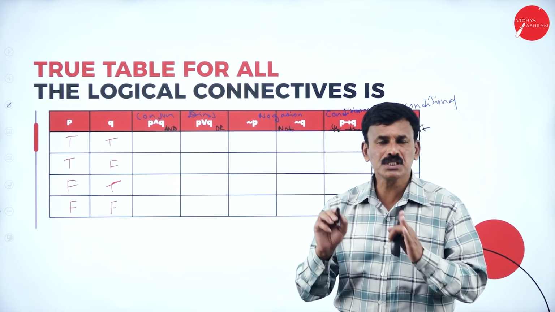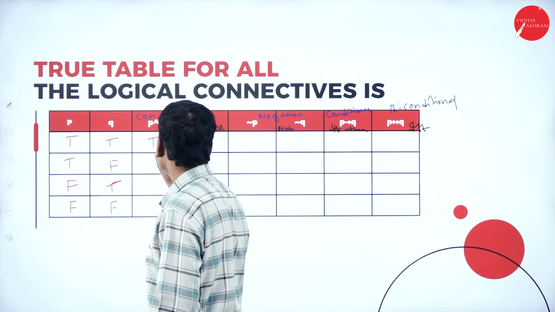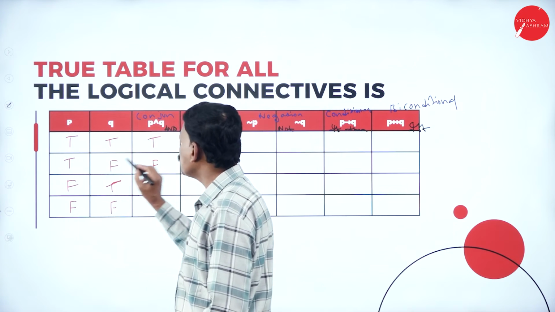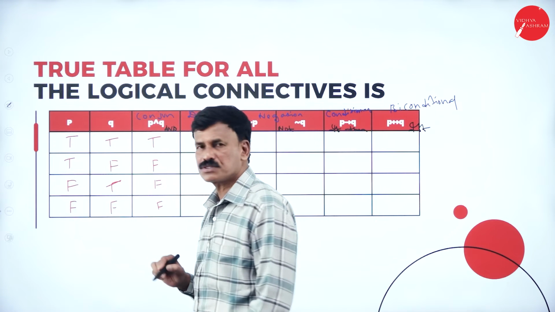If true and true, it is true. In all other cases, it is false. So, true and true is true. True and false is false. False and true is false. False and false is also false.